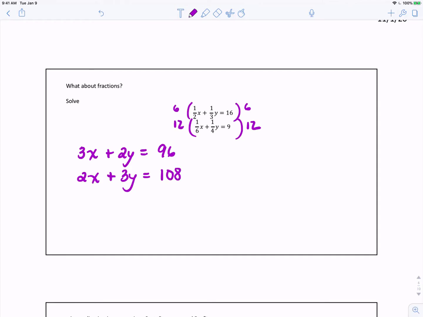And now we have a system that has no fractions as coefficients, and we can go ahead and solve. Now, this is an example of a system where you would definitely not want to use substitution because all of the coefficients aren't 1, and so we would probably use elimination. So why don't you finish that off? Go ahead and solve the system using elimination.